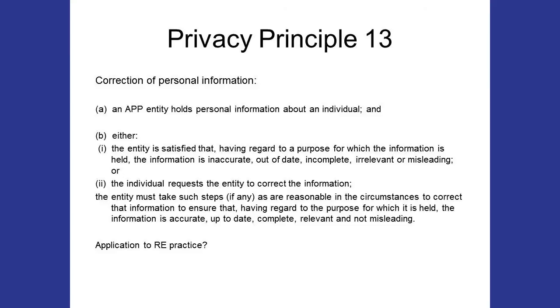Now, privacy principle 13, the last one, is if they request you to find out or give them the information that you have on them: an APP entity holds personal information about an individual and is satisfied that, having regard to a purpose for which the information is held, the information is inaccurate, out of date, incomplete, irrelevant or misleading, or the individual requests you correct the information, you must take such steps, if any, as are reasonable in the circumstances, to correct the information to ensure that, having regard for the purpose for which it is held, the information is accurate, up to date and complete, relevant and not misleading.